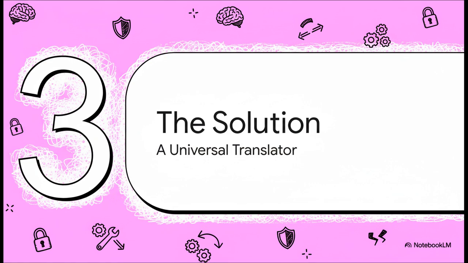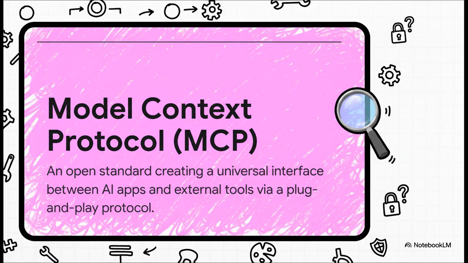It needed a common language, a universal translator for AIs and their tools. And that universal translator is the Model Context Protocol, or MCP. It's an open standard that basically says, hey, instead of a million custom connections, let's just have one. It creates a single unified interface. So now any model that speaks MCP can talk to any tool that speaks MCP. It's a genuine plug-and-play solution.